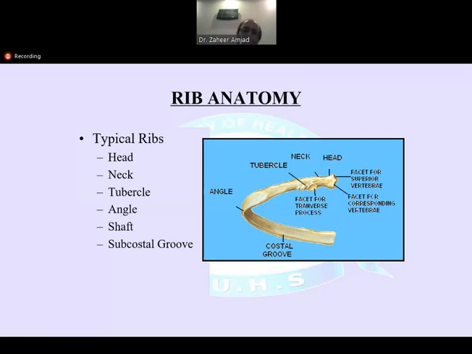Then the typical rib turns around at an angle and passes downwards and forwards, and it becomes flat. It has an upper margin and lower margin, and below that, on the inner side, is a costal groove. It is a longitudinal depression, which is for the protection of the neurovascular bundle, which runs in the intercostal spaces. So these are the parts of the typical rib: head, neck, tubercle, angle, shaft, the body of the rib, and costal groove.